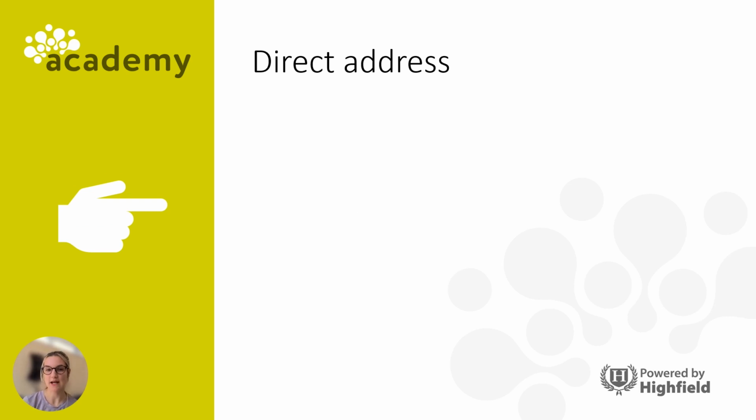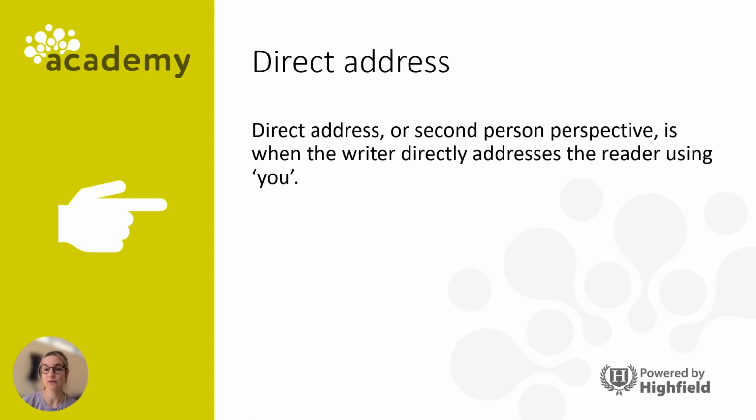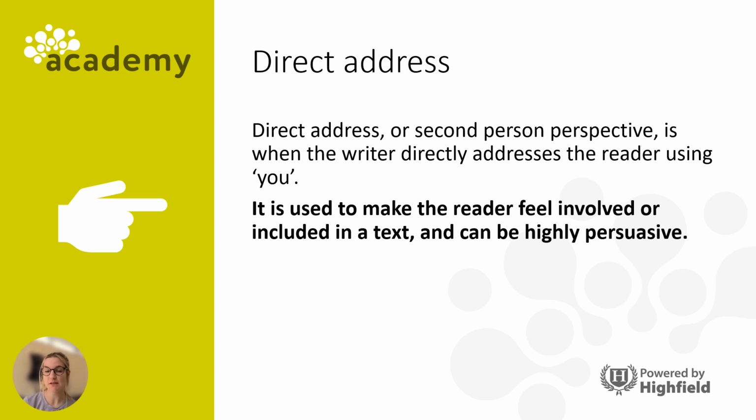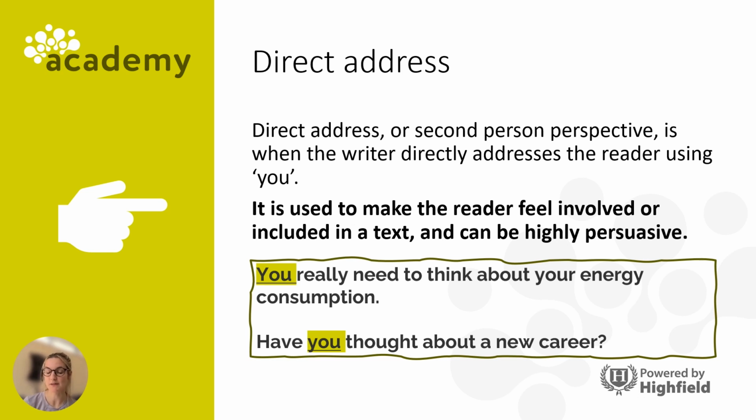Now, direct address is also known as second person perspective. So this is when the writer directly addresses the reader using the word you. Now, it's used to make the reader feel involved or included in a text, and it can be highly persuasive. So an example might be, you really need to think about your energy consumption, or have you thought about a new career? So it just involves the reader in the text.